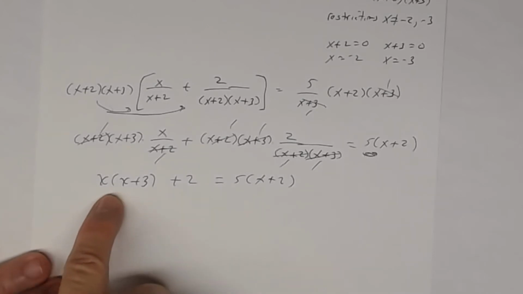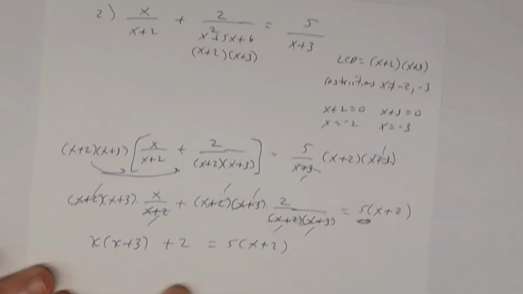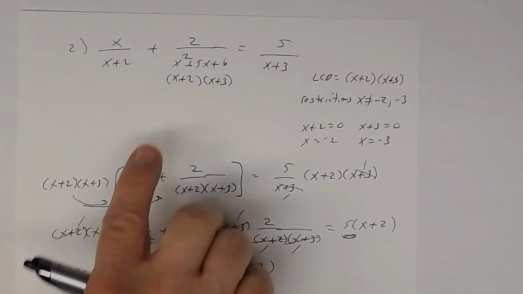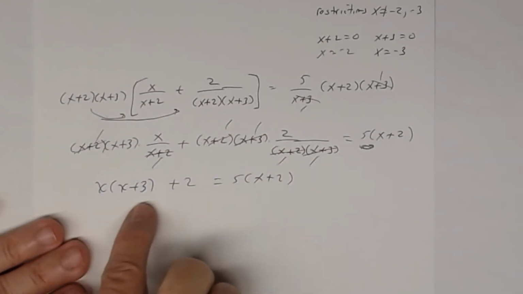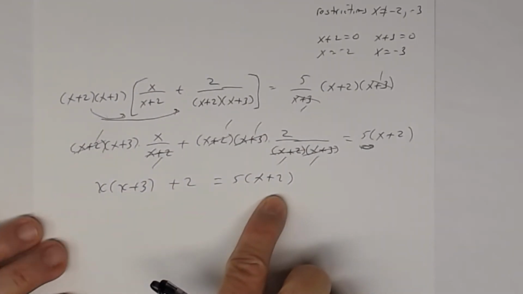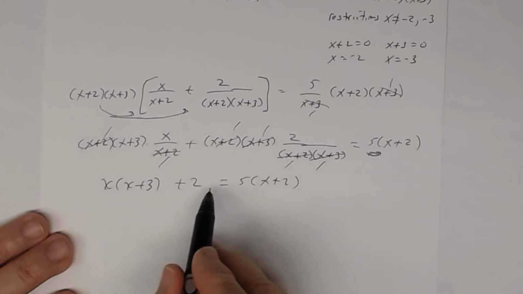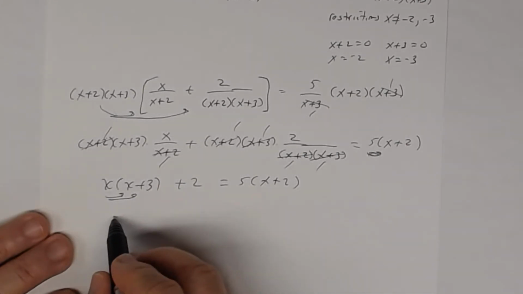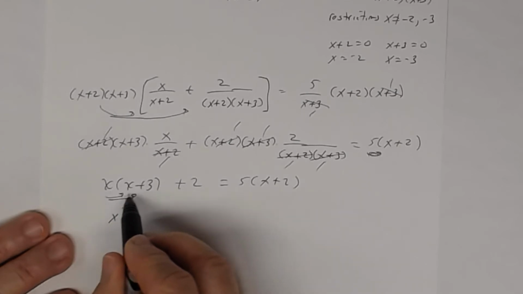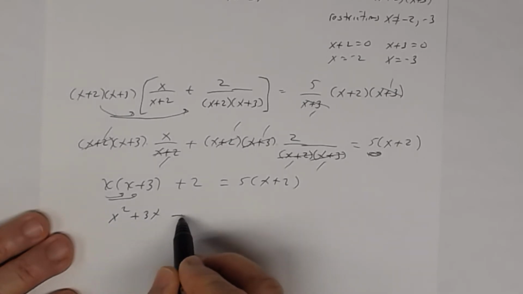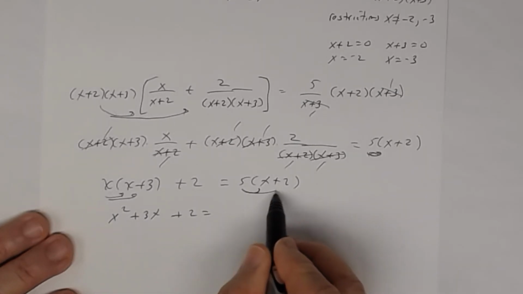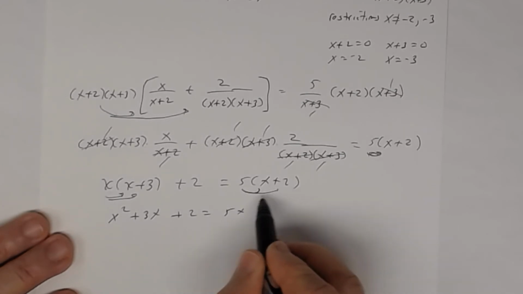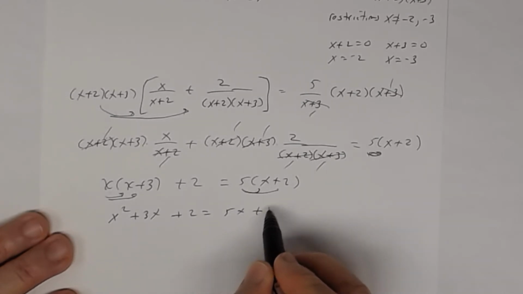All right, now I'm going to go ahead and get rid of the parentheses. Now notice I went from a rational equation with fractions, and notice I no longer have fractions in the denominator. But this is quadratic, because if you distribute the x, you get x times x is x squared. You see that? So I get x squared, and then x times 3 is 3x, plus 2, equal, distribute here. I get 5x, plus, and then 5 times 2 is 10.